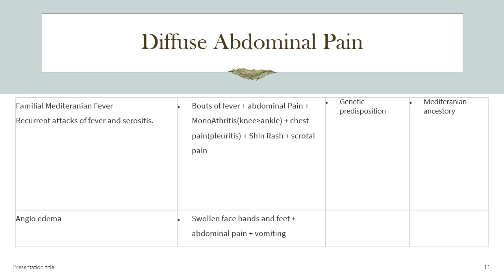Colchicine is the first-line drug of choice for patients with familial Mediterranean fever. Angioedema, again, is a very rare disorder. Angioedema patients can present with swollen face, hands and feet, along with abdominal pain because of angioedema of the gut. So you can suspect angioedema in that patient.